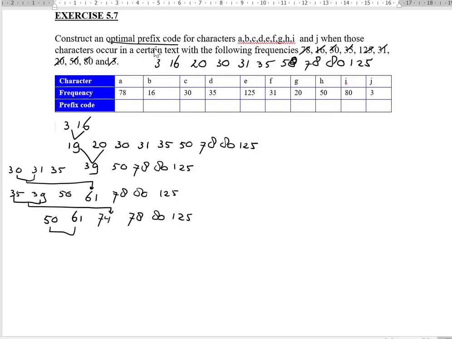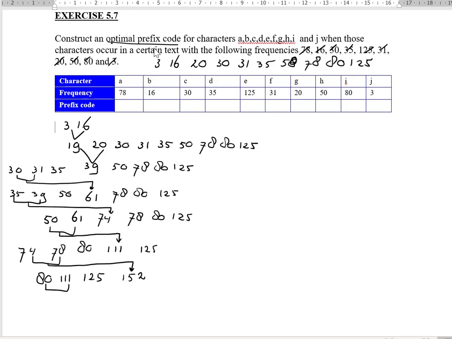50 and 61 will be 111. So in front 74, 78, 80, 125. These two together will become the largest so far, 152. And then in front 80, 111 and 125. 80 and 111 becomes 191.